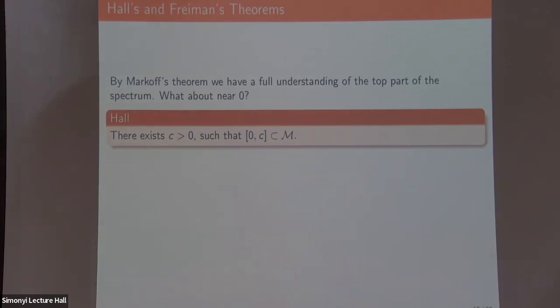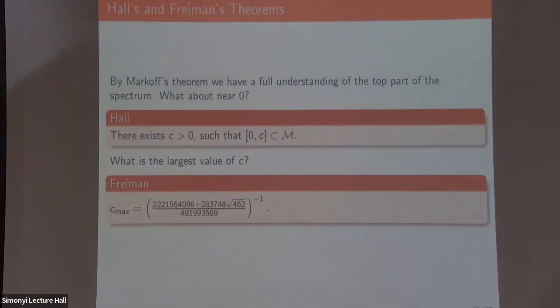And you might be wondering, what is this c? What is this mysterious number? And this was actually classified by Freiman, who showed that this c is equal to this hideous number. This is the largest interval in the Markov spectrum. This cannot be improved. This is optimal. What I can say maybe is that this number is about 1/5, probably. It's around 0.22.